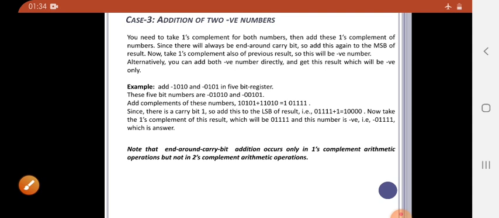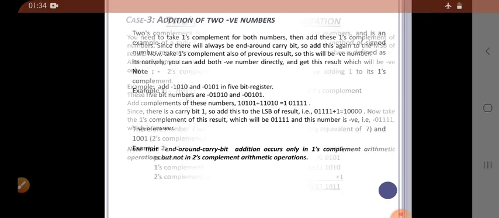There is one important point in this one. Note that end around carry bit addition occurs only in one's complement arithmetic operation but not in two's complement arithmetic operation. This point will be more clear when I teach you two's complement. So the next topic is two's complement.